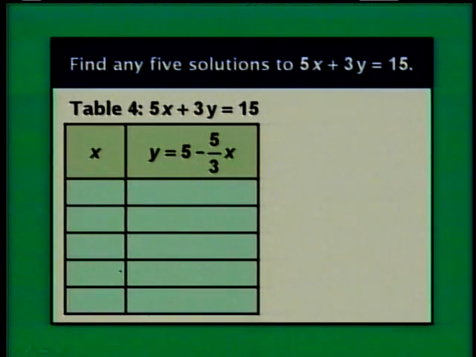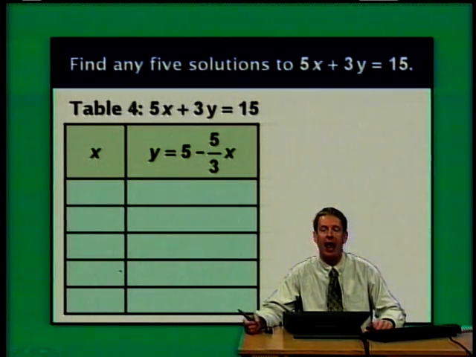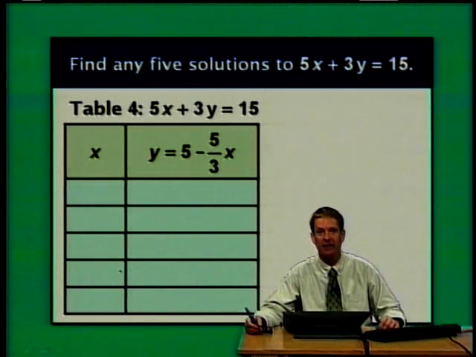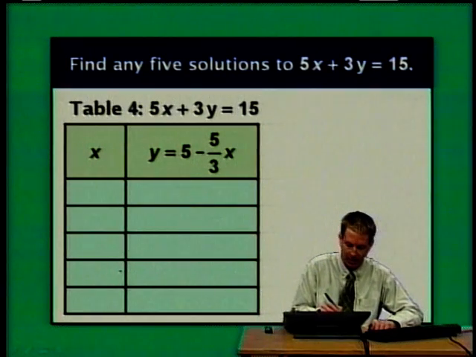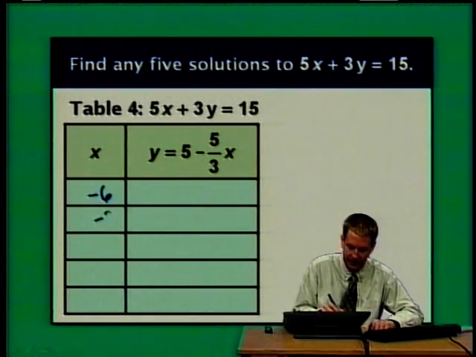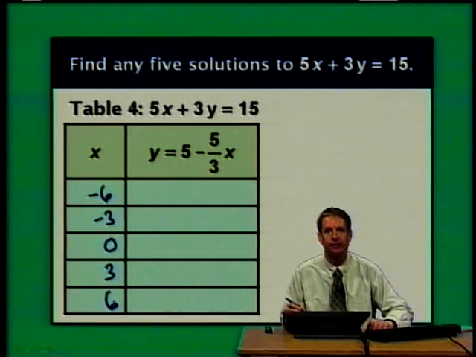So here I've gone ahead and made up a table that has my formula for y as the column heading in the y column. I can see that what I need to do is choose values of x that are evenly divisible by 3 if I want to end up with integer values for y. So let's go ahead and pick some values of x that are evenly divisible by 3. For example, negative 6, negative 3, 0, 3, and 6.